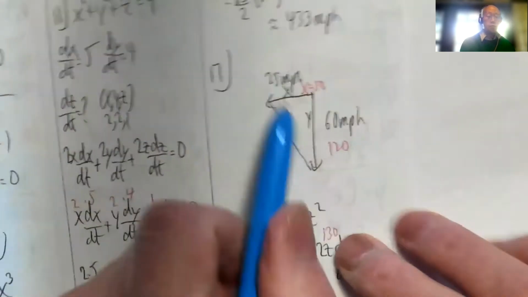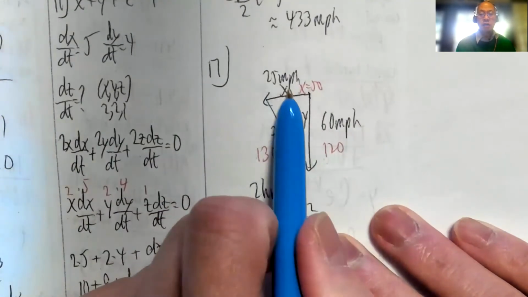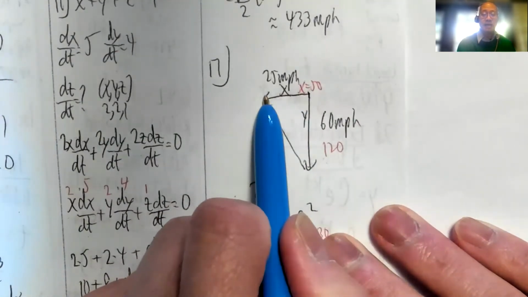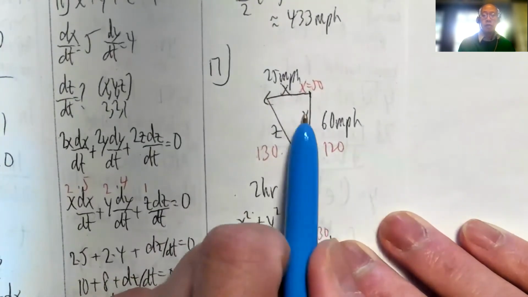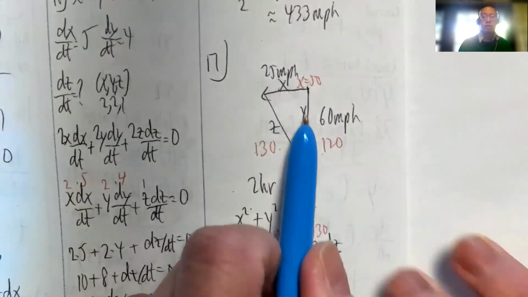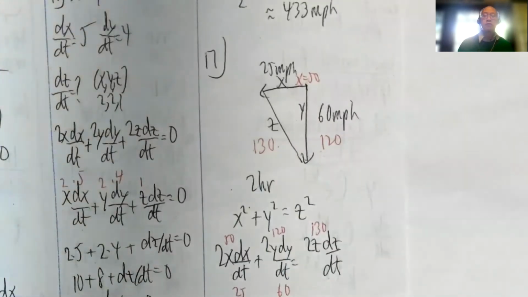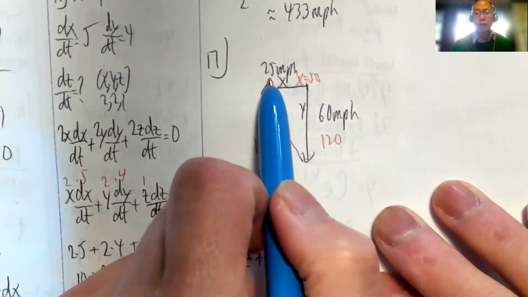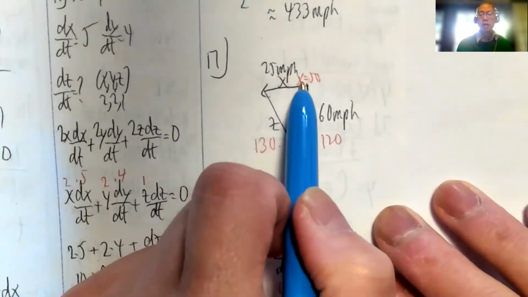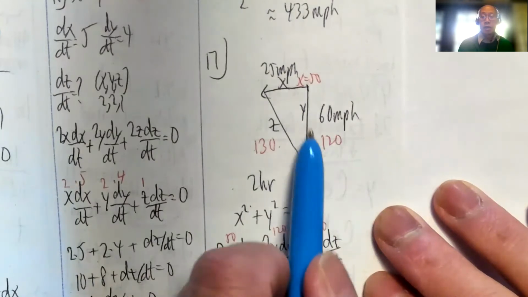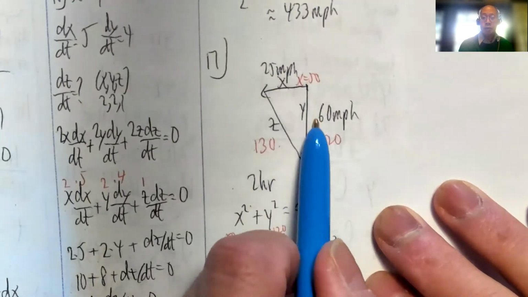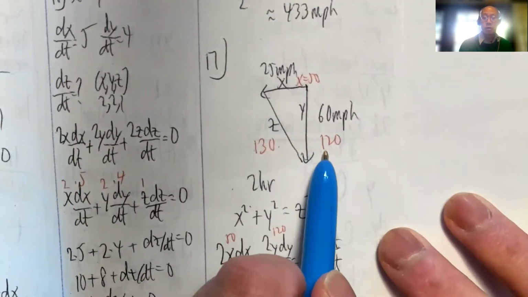Okay. So I'll call it x, y, and z. 25 miles an hour, that's dx/dt, rate of change of x with respect to time. dy/dt is 60 miles an hour, rate of change of y with respect to t. It said after 2 hours. So if I drive 25 miles an hour for 2 hours, that's 50 miles. And y would be 60 miles an hour times 2 hours, 120.